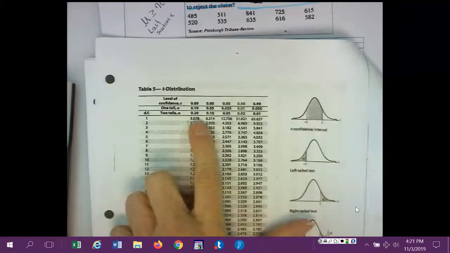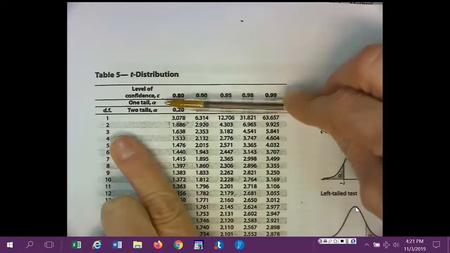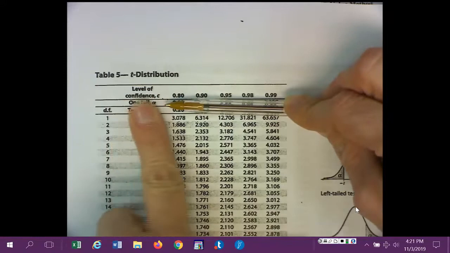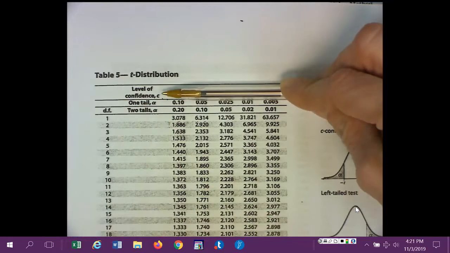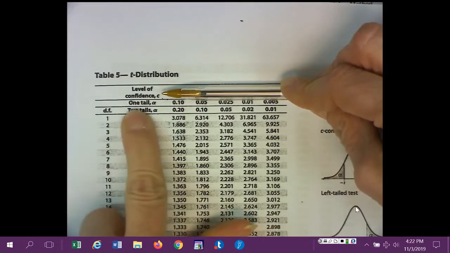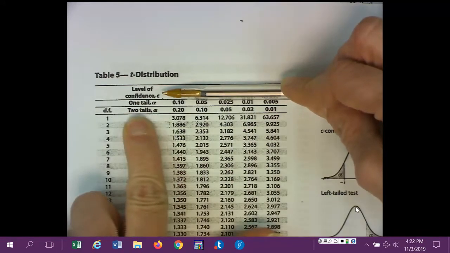If you lightly crossed out 1 tail alpha, 2 tail alpha when we were doing confidence intervals, because I said it might be good to do that so that you don't see all those numbers and you just see your degree of confidence for confidence intervals. If you crossed them out, now you want to cross out degree of confidence and look at 1 tail alpha versus 2 tail alpha. If you are conducting a left-tailed or right-tailed t-test, you'll know it, and you'll look up your alpha here. If you are conducting a 2-tailed t-test, and you'll know it from your setup, you'll look up your alpha here.